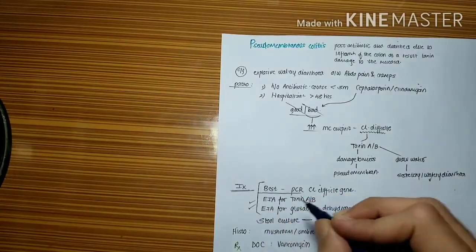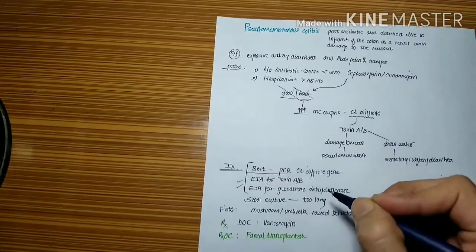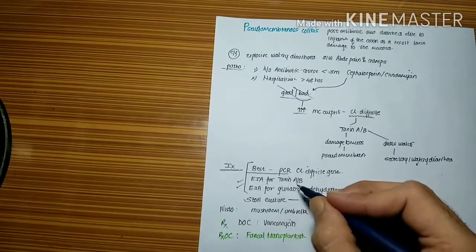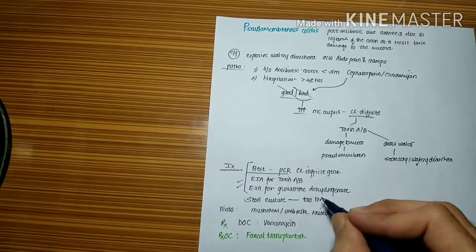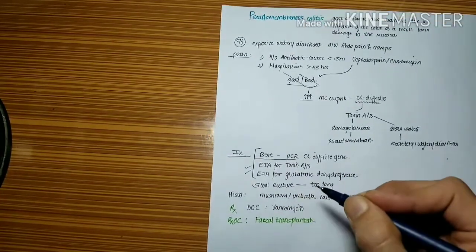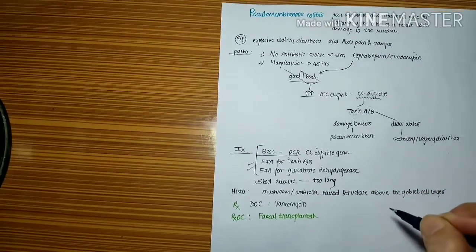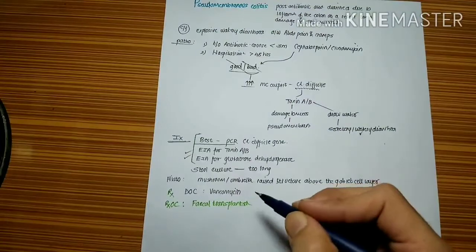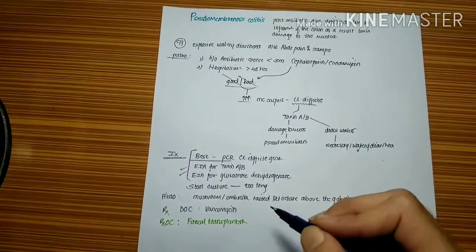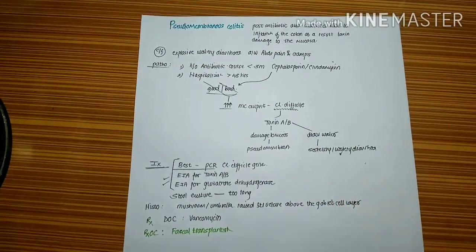And now the investigations, the best would be PCR for the Clostridium gene, enzyme immunoassay for toxins A and B, and enzyme immunoassay for glutamate dehydrogenase. Stool culture takes too long, so that's not preferred. Histology would be mushroom or umbrella-shaped raised structures above the goblet cell layer. And the drug of choice would be vancomycin to clear off the Clostridium difficile infection. And the treatment of choice would be finally fecal transplantation.